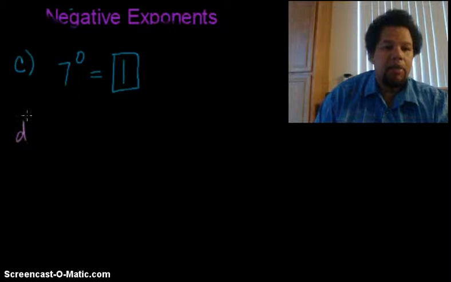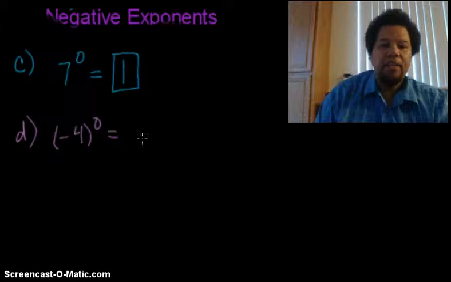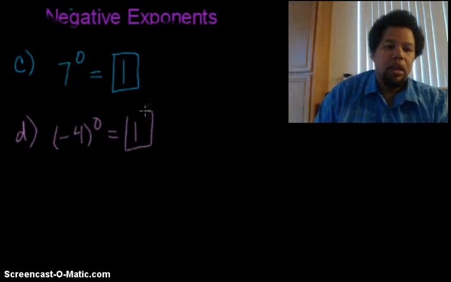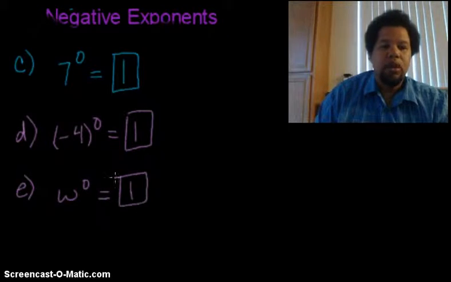Let's try it again. What if it's a negative number? Say we have a negative 4 to the 0 power. That's equal to 1. And another one right here. If we have a variable w raised to the 0 power, that is also equal to 1. That is the rule. Any number raised to the 0 power is equal to 1.